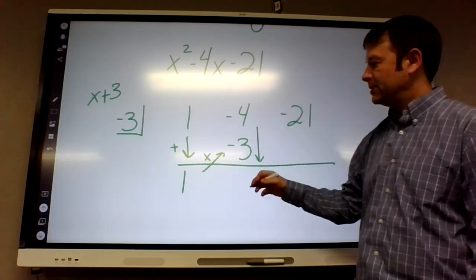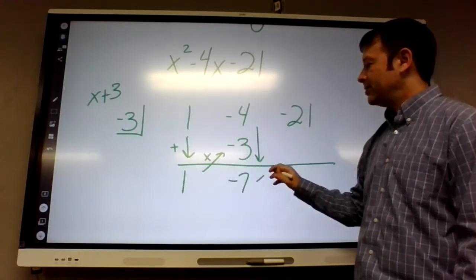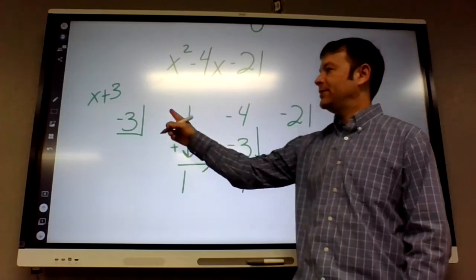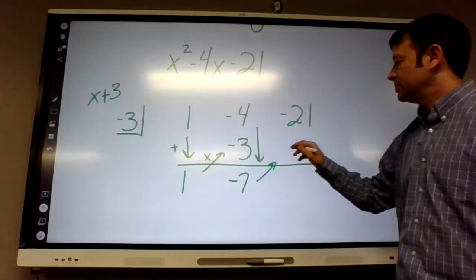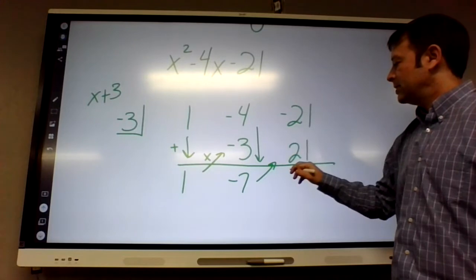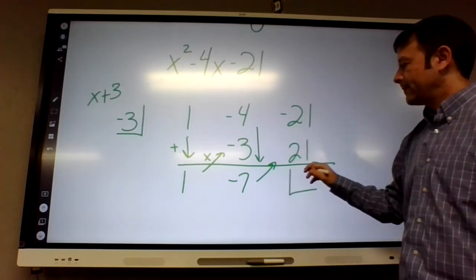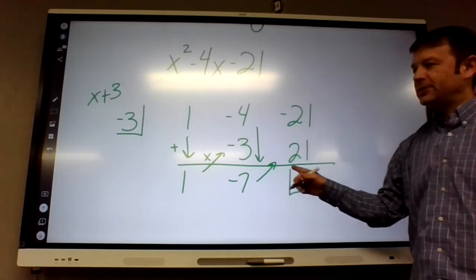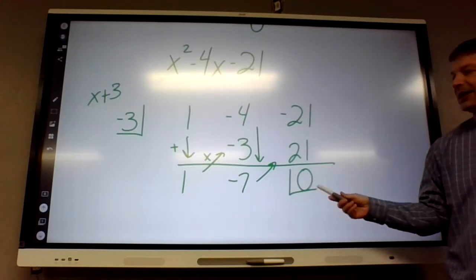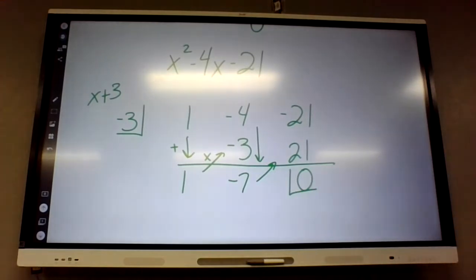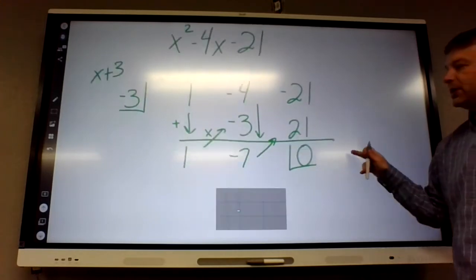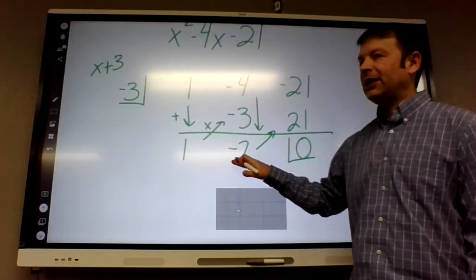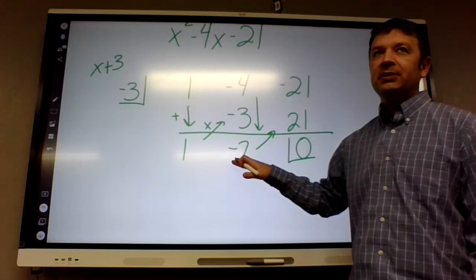Then I'm going to add down. So that's negative 7. Then I'm going to multiply up. Negative 7 times negative 3 is positive 21. Then I'm going to add down and you get 0. Notice I put the last thing in the box. The last number is the remainder. Negative 7 is the constant.